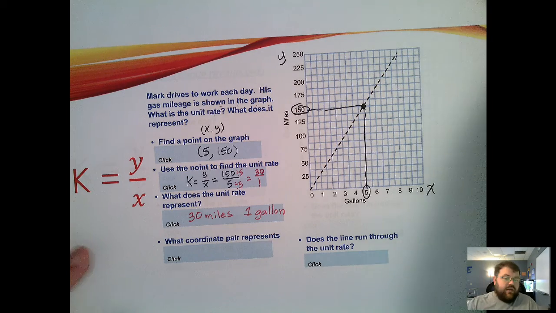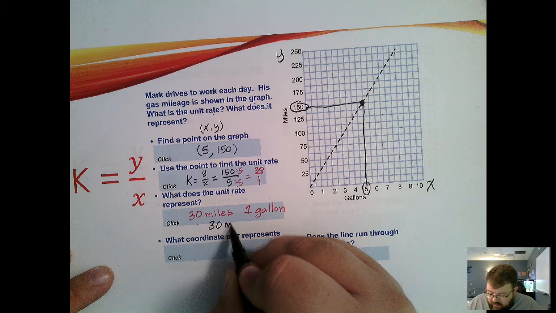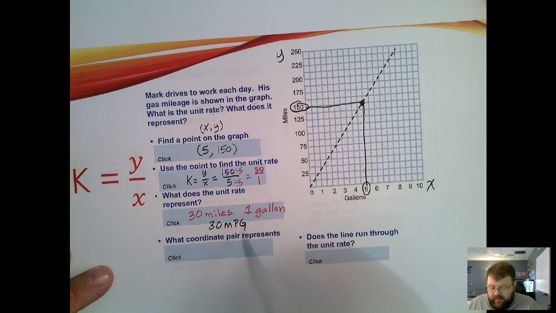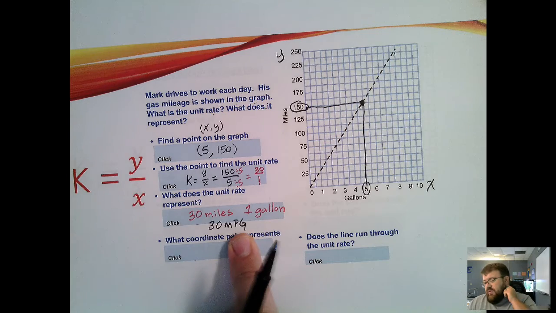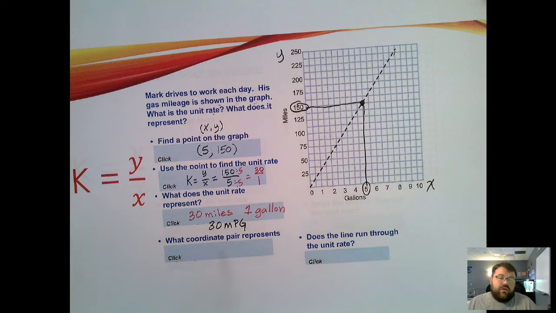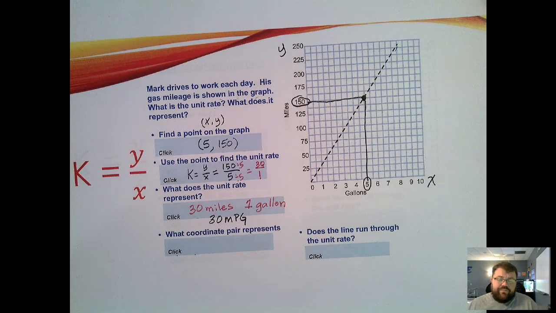What you will more than likely hear is 30 miles per gallon. And I write that like this, MPG, because that is how you will see it in the real world. A lot of times in commercials for vehicles or the window sticker of a car will have MPG, and that stands for miles per gallon.